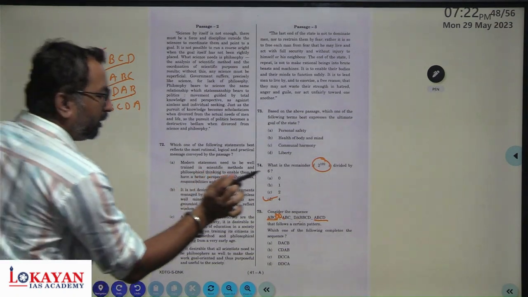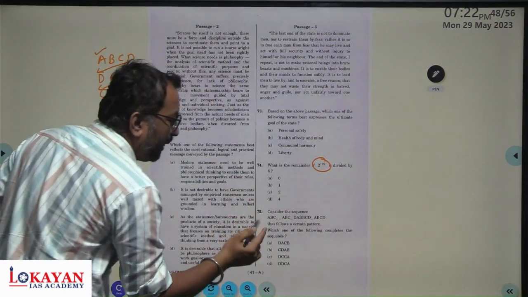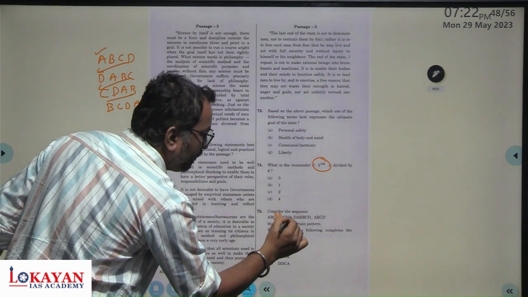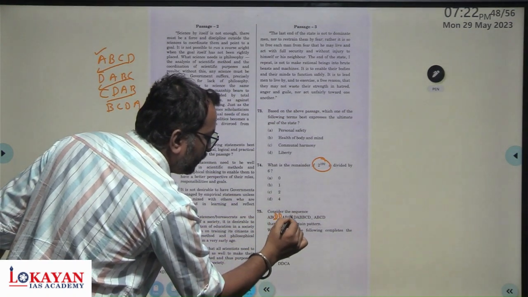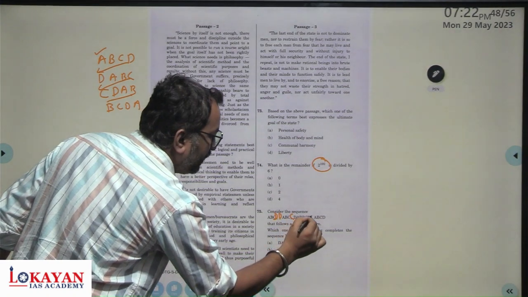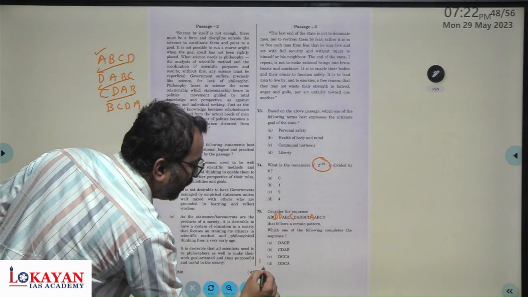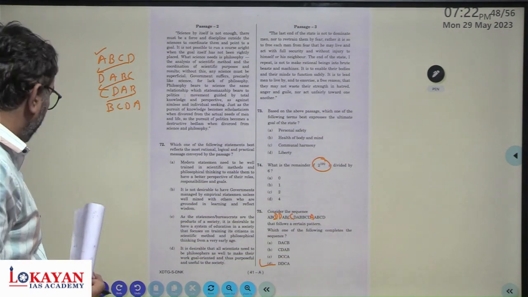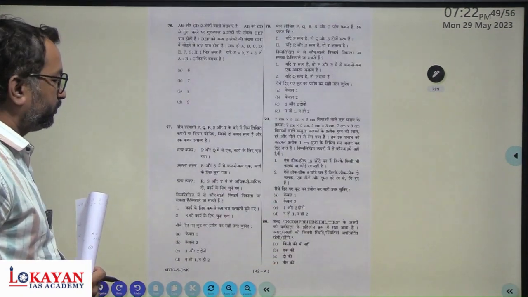So what will be in the blanks? ABCD, DABC, CDAB, BCDA. So DDCA will complete this series. Option number D will be the correct option.